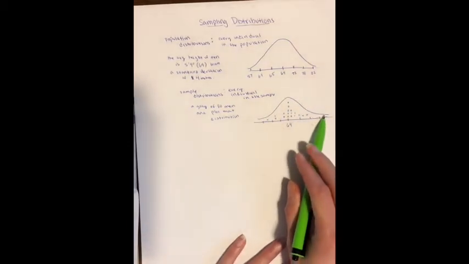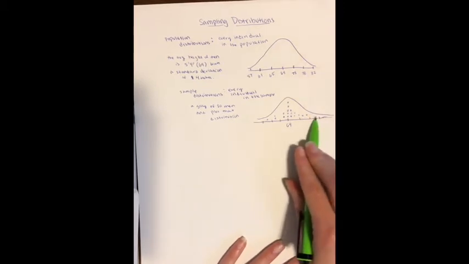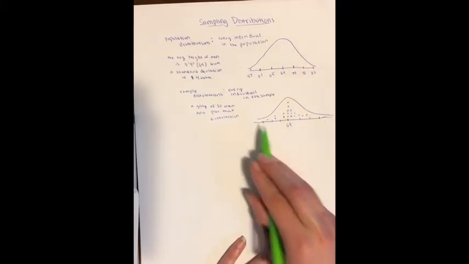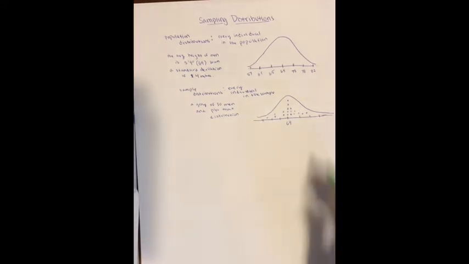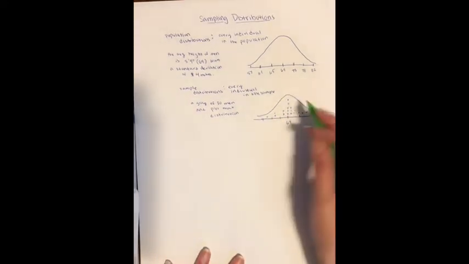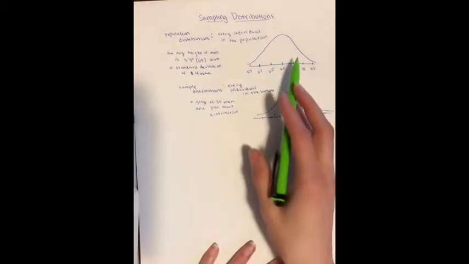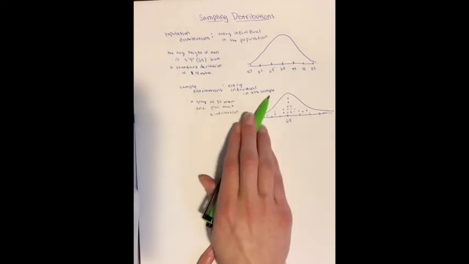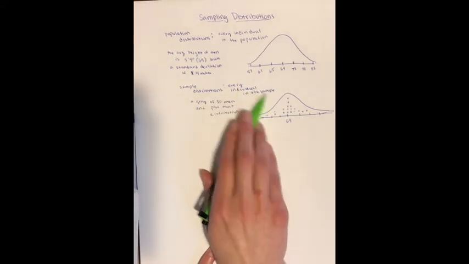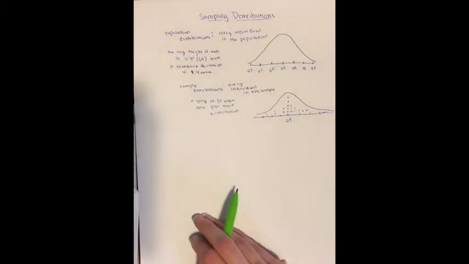You probably won't see these guys out here because it's very unlikely to get people who are above 2 standard deviations away from the mean or below 2 standard deviations away from the mean. So most of your sample will be within 2 standard deviations of the mean, but it should take a similar shape. So these are sample distributions. They represent every individual in the sample, whereas population distributions represent every individual in the population.